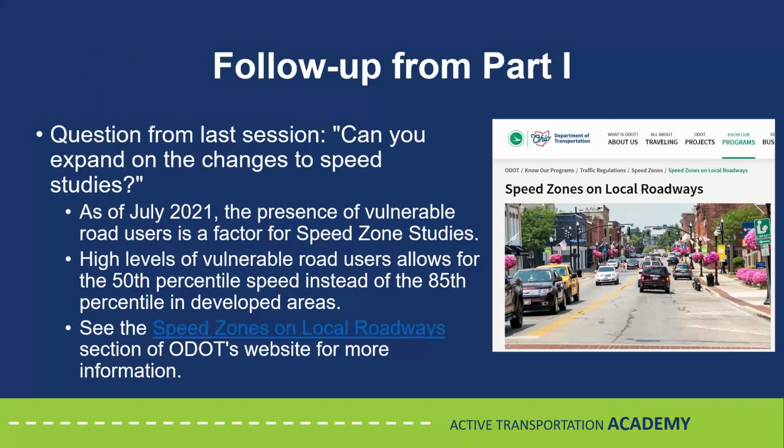Before we jump into today's agenda, I did want to follow up on one question from the Part 1 webinar. We had an attendee ask us to expand on how speed studies have changed to improve safety for vulnerable road users. As of July 2021, the presence of vulnerable road users is a factor for speed safety studies in Ohio. Specifically, high levels of vulnerable road users allows for the results of a speed study to use the 50th percentile speed instead of the 85th percentile in developed areas. This is based on the US Limit 2 system developed by the FHWA. You can see the speed zones on local roadway section of ODOT's website for more information. And that link will be part of the slides that you receive at the end, as a live link.